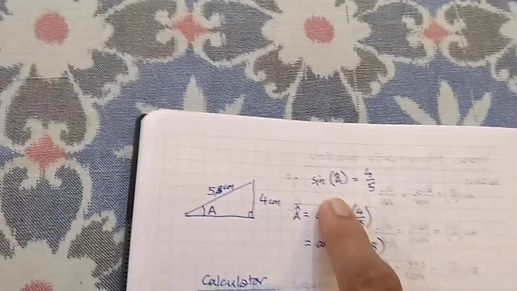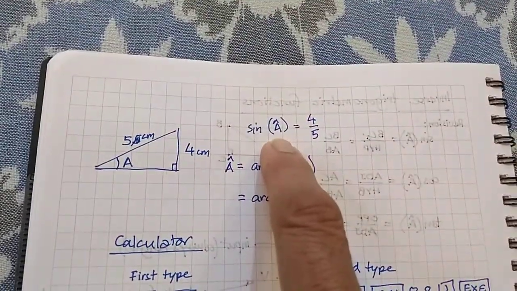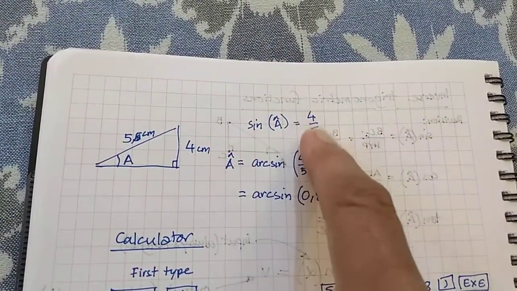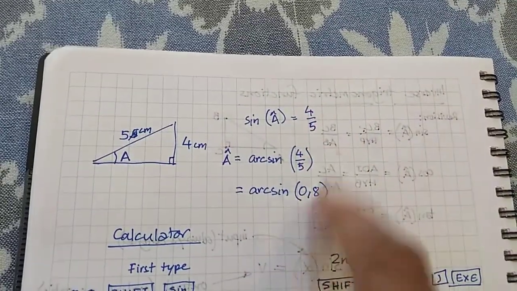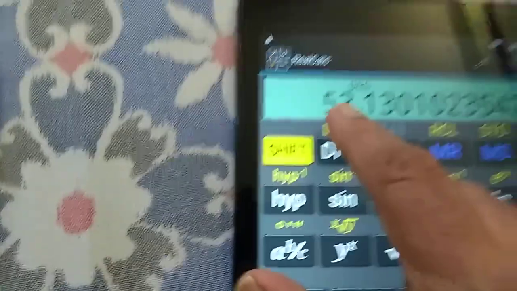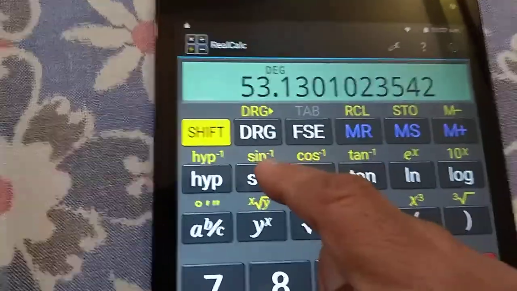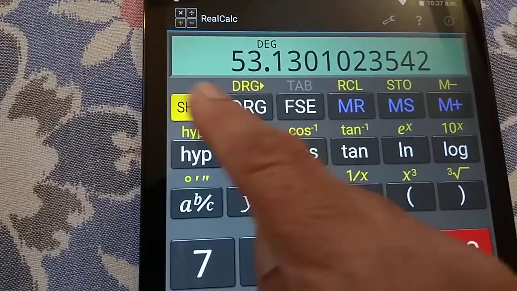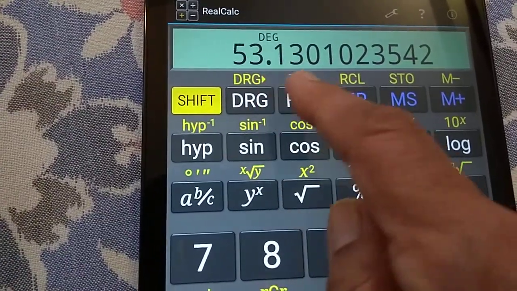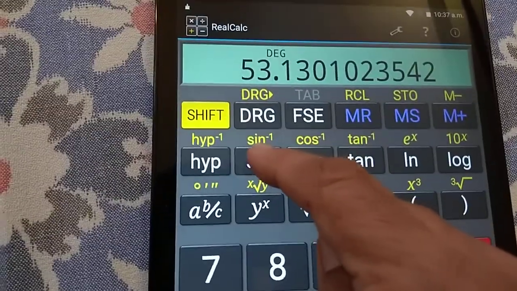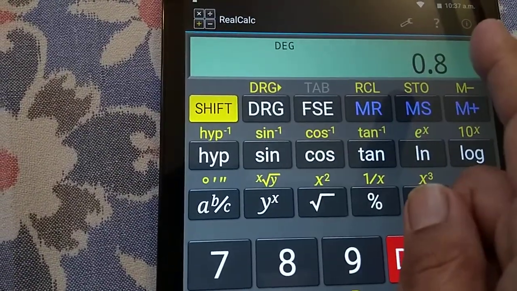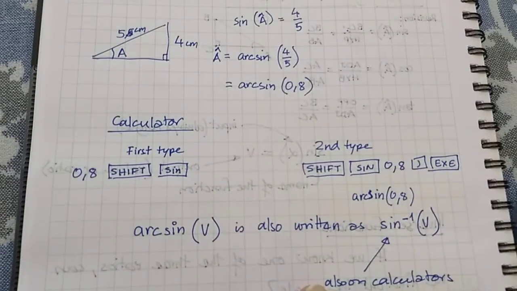If we now take sine of 53.13 degrees, we should get 4 over 5, which is 0.8. The number is already entered there, 53.13. If I press sine, now I'm just taking the sine, not the arcsine, I should get 0.8. There we are. You get 0.8. So these two functions, sine and arcsine, are the inverse of each other.